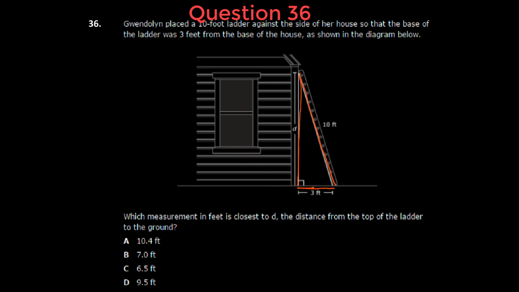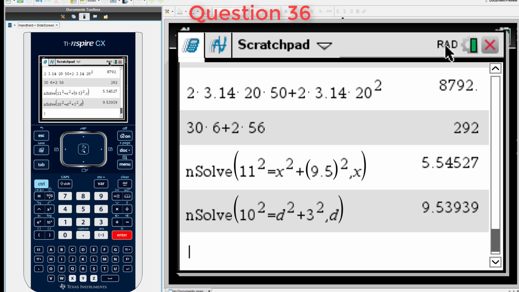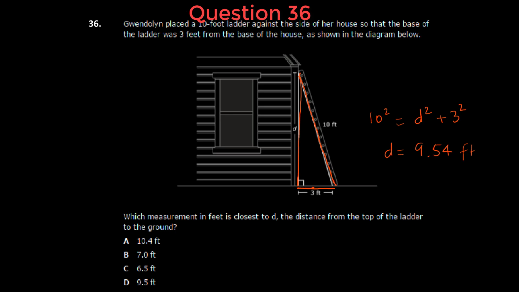Question 36 asks us to find the unknown length D on this right triangle. On this right triangle, 10 is the longest side. So writing our equation for the Pythagorean theorem, we will have 10 squared equals D squared plus 3 squared. The longest side, hypotenuse 10, is going to be alone, as you see on this equation. Solving this equation, we will get 9.54 for D. The closest answer to that is 9.5 feet.